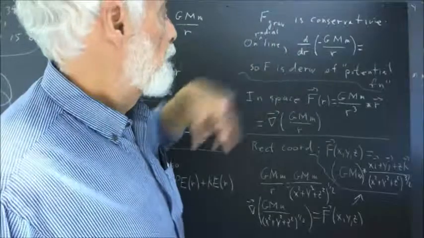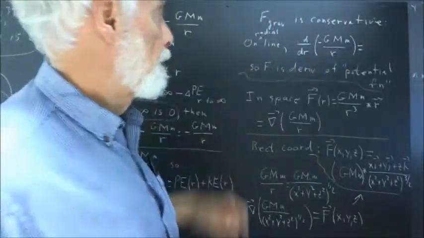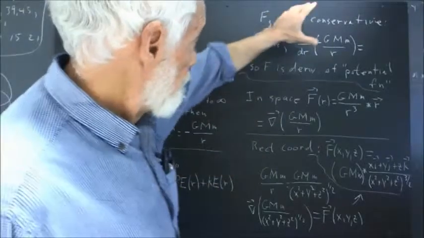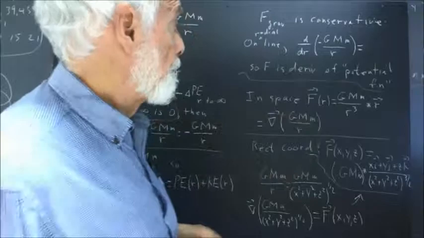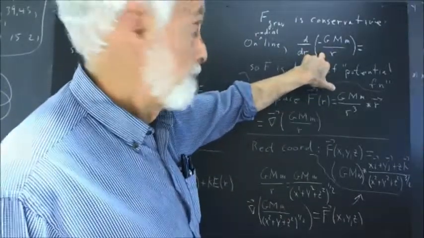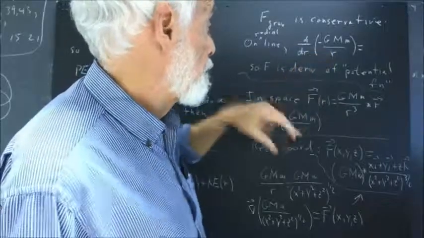Okay, now, force of gravity is conservative. How do we establish that? Well, on the radial line, that is the line on which we integrated, what does it mean for a force to be conservative? It means it's the derivative of some potential function. Well, here's our potential energy function. We take the derivative of that potential energy function.